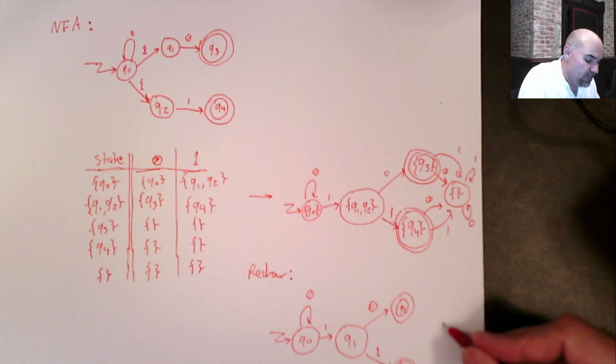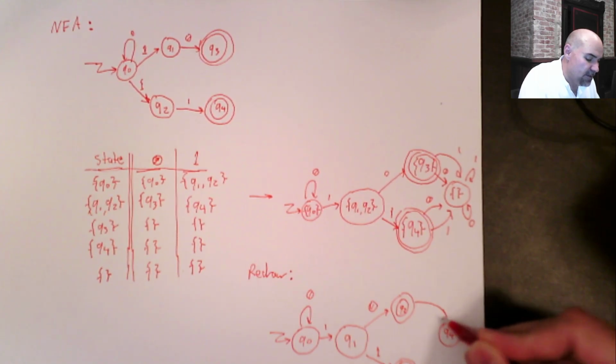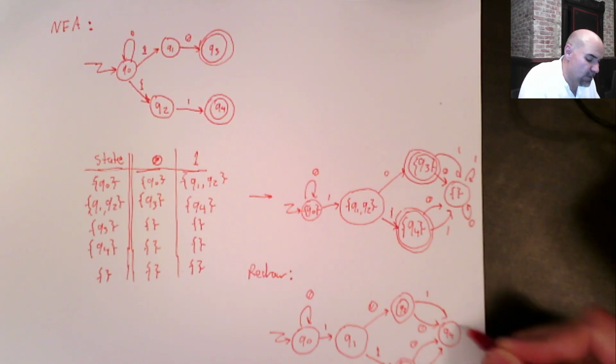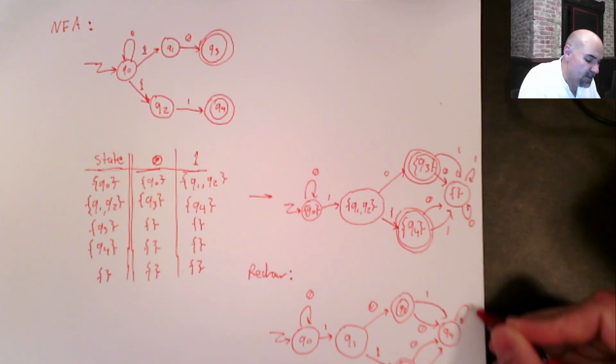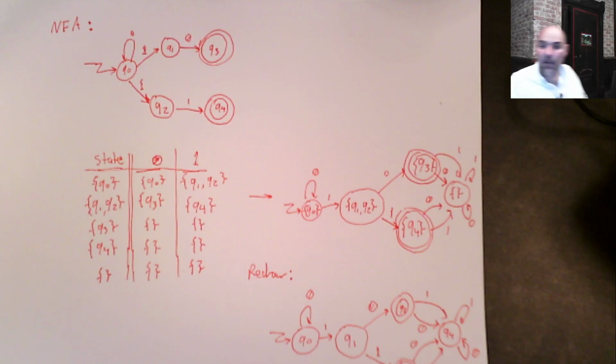And now over here, we have Q4, which is not a final state. And that's going to go down there on a 1. It's also going to go down there on a 0. This is going to go up there on a 0. Also going to go up there on a 1. And then this is going to stay here on a 1 and stay there on a 0. And now we have a DFA.